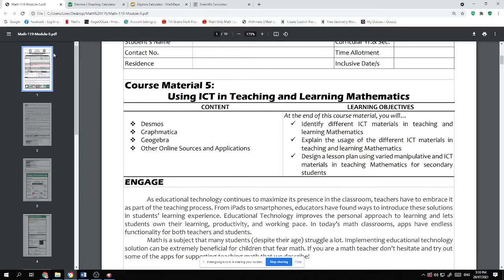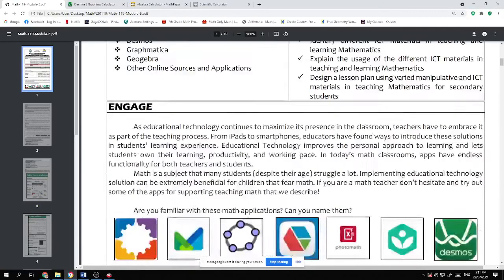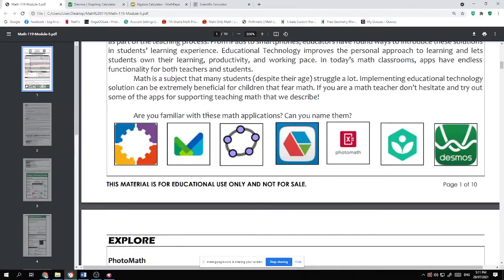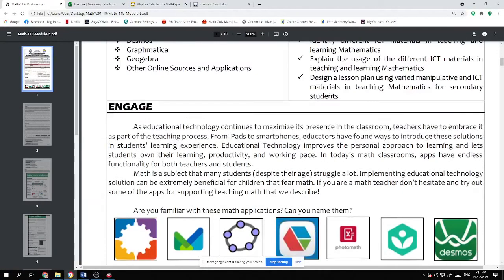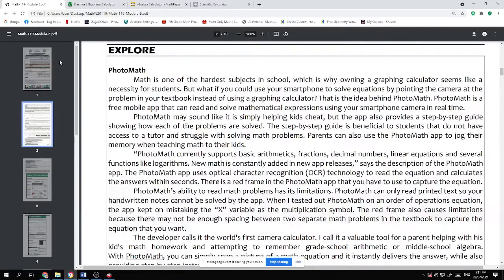For our session today, we will be having course material number 5. That is all about using ICT in teaching and learning mathematics. So I will be focusing on some of these applications, and I will be telling you how I applied that in my classroom, in my classes. Okay? So let's start first with using Photomath.